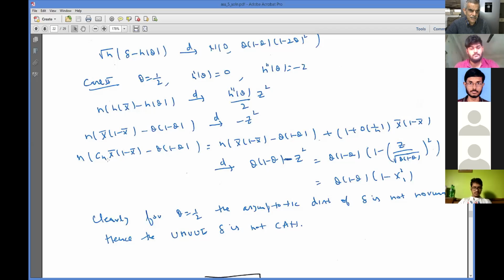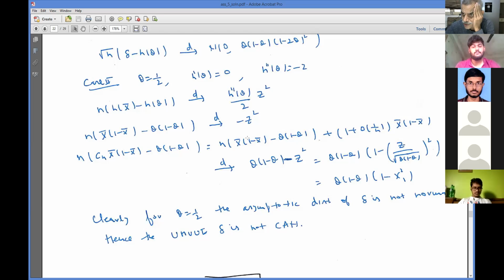So that means n times X bar into 1 minus X bar minus theta into 1 minus theta, I again add and subtract the same thing. Now because of this n over here, you don't get a 1 upon root n. The n gets cancelled and you get only 1. Now this goes in distribution to this quantity, minus Z square, that you know. This goes to 1. And this goes in probability to theta. So X bar into 1 minus X bar will go in probability to theta into 1 minus theta.